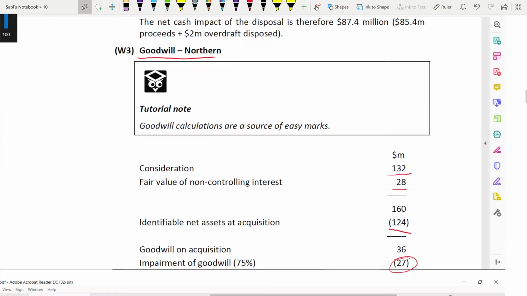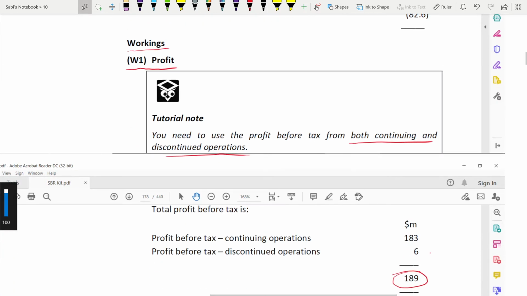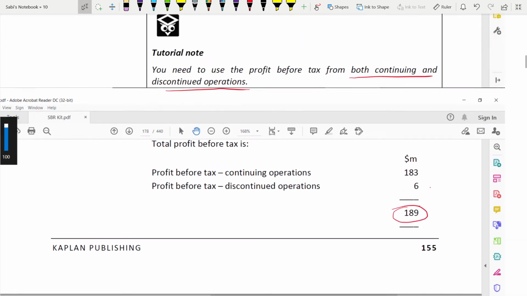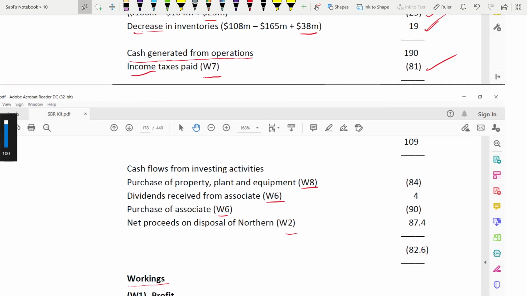So now we are over with operating activity. Now let us go to the investing activity. Other workings are not needed for this. So next is cash flow from investing activity. Please put headings like this. Then we have 4 items under this: how much we purchased PPE, how much dividend we received from the associate, how much it cost when we purchased the associate, and also the net proceeds on disposal of Northern. Don't forget this. Most of the students forget this one.